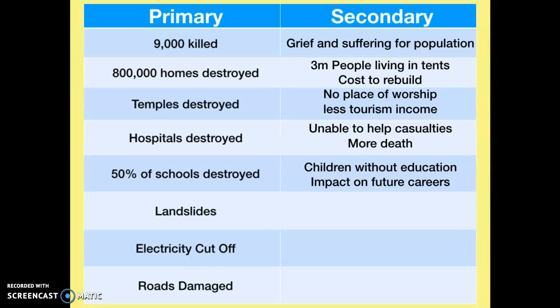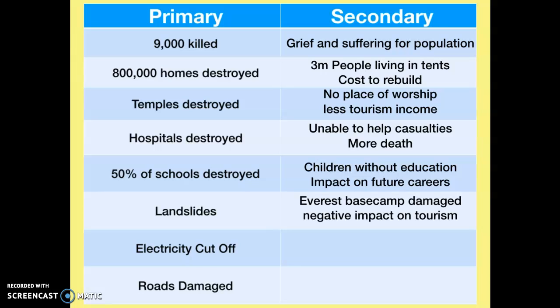Even further than that, if it's going to impact those children and their ability to earn money later on, maybe they're not able to get as good a career, they're not then going to be able to contribute to Nepal and help build Nepal up. They're also going to be earning less money, so they're going to be paying less taxes. So Nepal as a whole society of people are going to suffer as a consequence, as a knock-on effect of the primary effect, which is that 50% of the schools were destroyed.